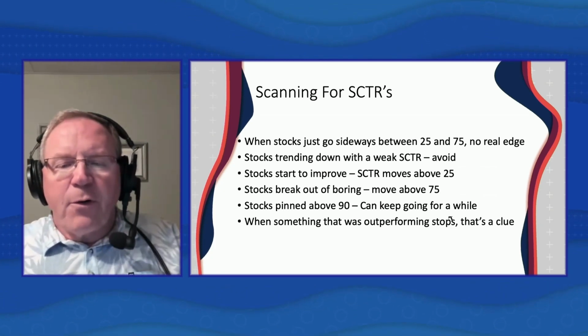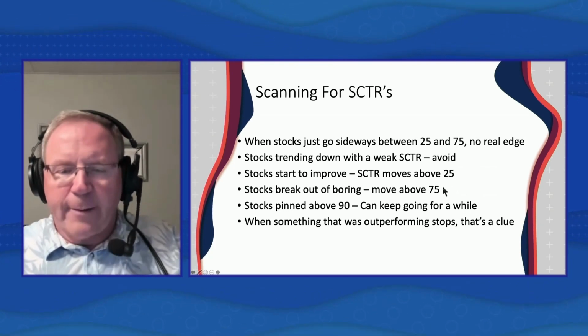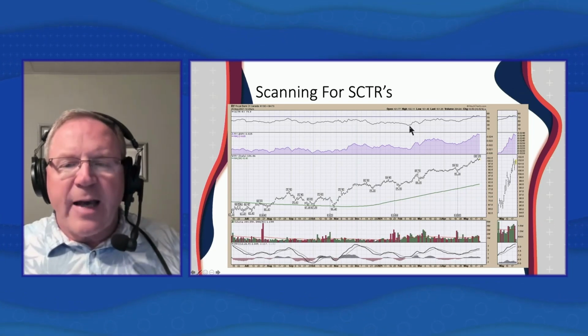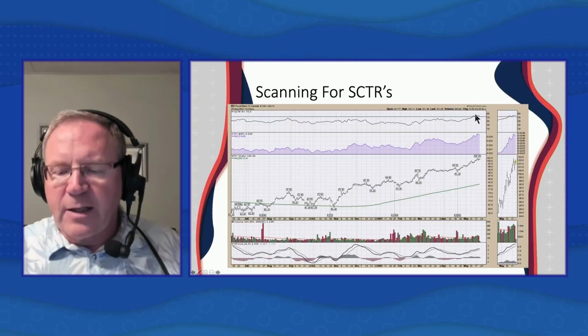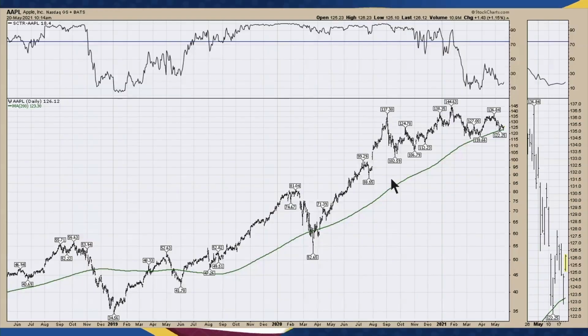So what we want to focus on is stocks starting to improve or stocks breaking out of boring. So here, again, Royal Bank just average and is starting to improve. So if you wanted to find something moving above 75, then this might show up on your scan engine. And again, we see how a stock can change character. So what we want to know is down here at the bottom, what are the traits? And I showed you on this Barrick Gold chart before, that as it starts to turn the corner, we start to see some information change on the indicators.